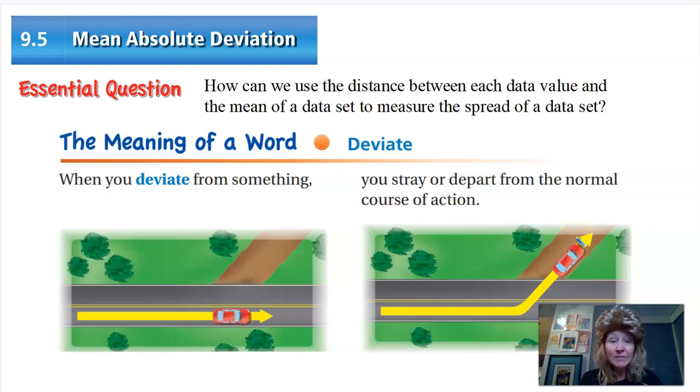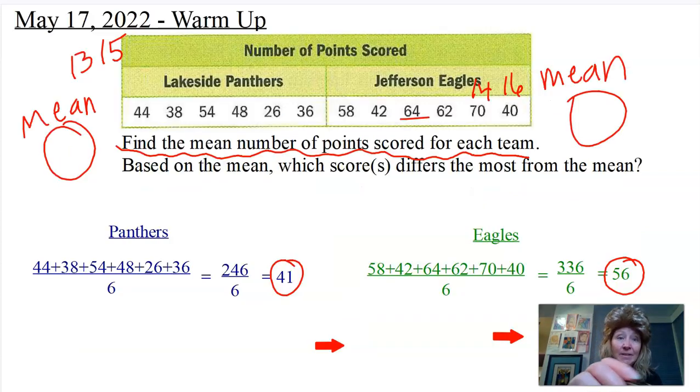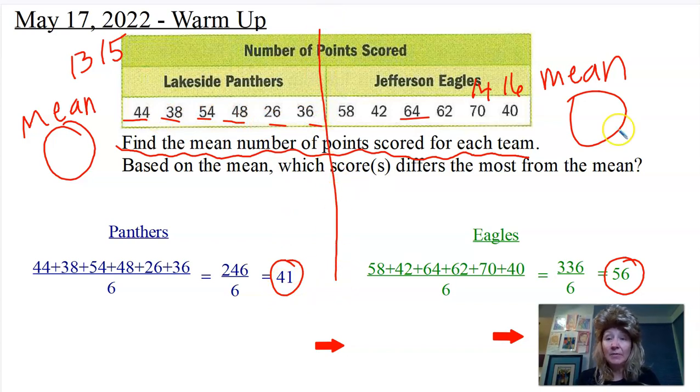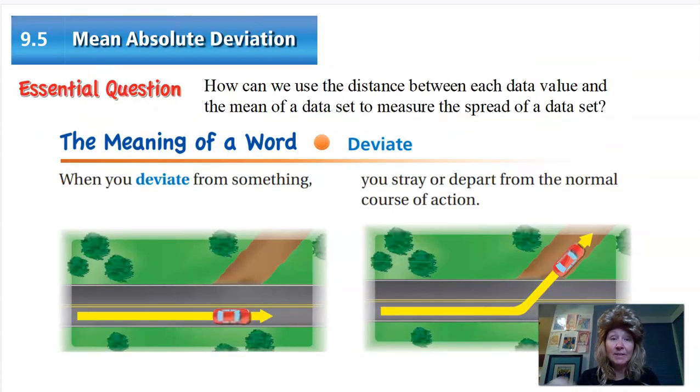So what we're trying to figure out is, kind of like this example here, how far away is each of these numbers from 41? And then I'll look at the second set of data and figure out how far away these numbers are from 56. You have to use the mean of a data set. You wouldn't look at the Lakeside numbers and figure out how far it is from 56. So you use the mean of a data set and figure out how much deviation there is from the average in the rest of the numbers of the data set.